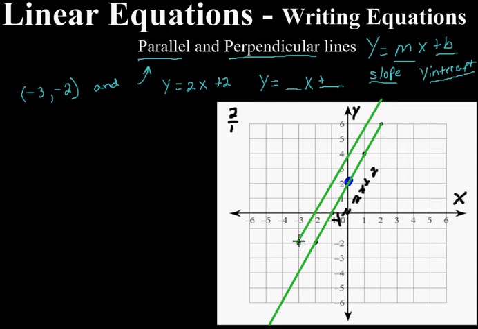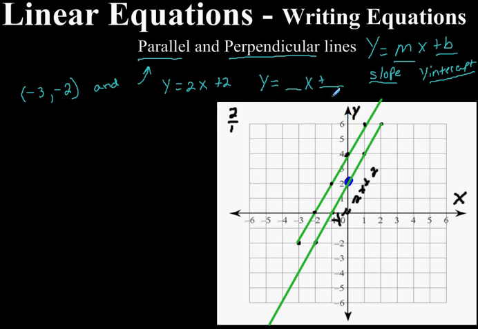Well, another way to look at it is this. If we've got the exact same slope, what we could do is use this 2 over 1. Up 2 over 1, there's a point. Up 2 over 1, there's a point. Up 2 over 1, there's a point. And there's our line. So we made a parallel line.